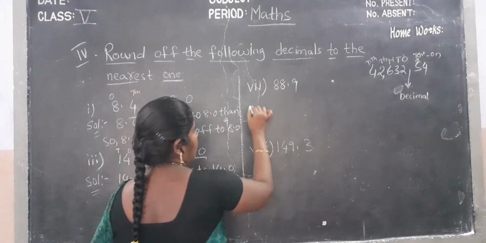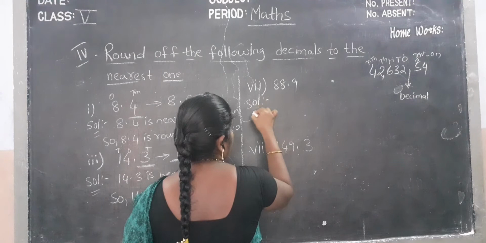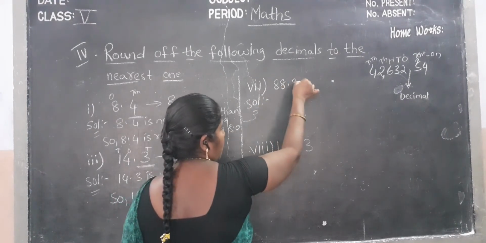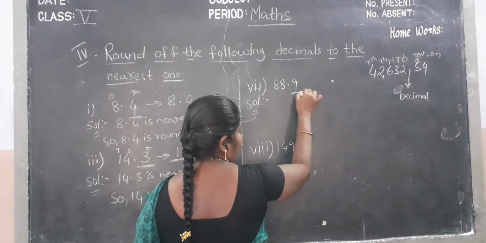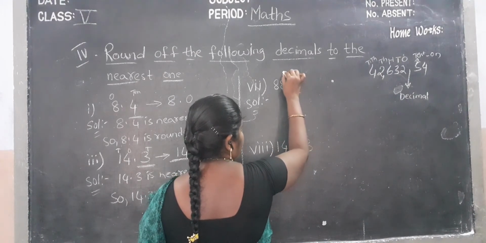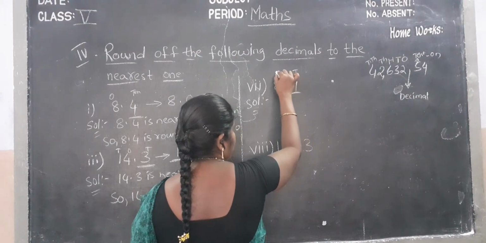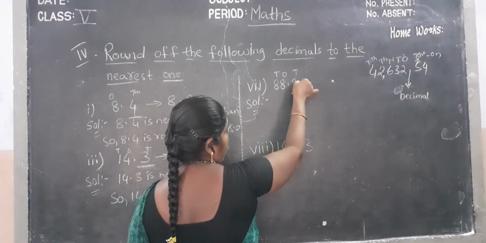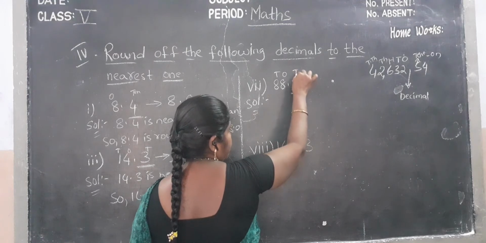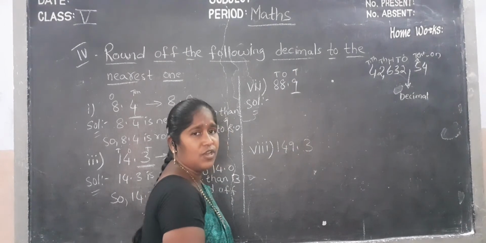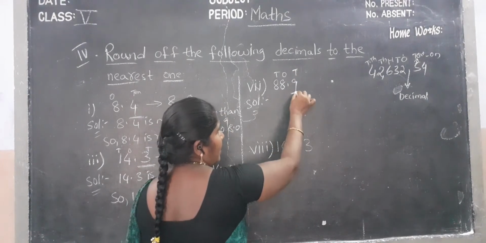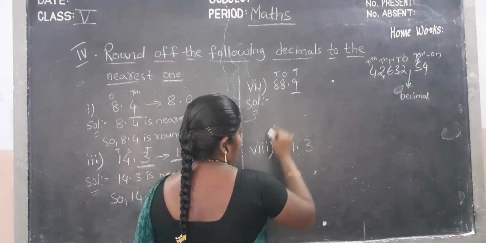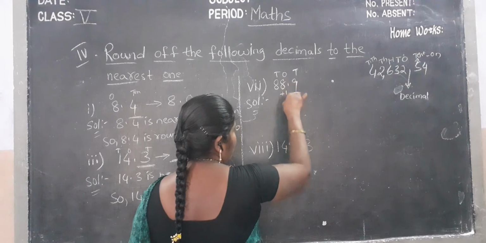Next problem, children, what is the given number? 88.9. 88.9. After the decimal point the number is 9. So this is the tens place. Before the decimal this is the ones place and this one is the tens place. See children, after the decimal point we have 9. So in the tens place, 9. 9 is greater than 5. So greater than 5 means the rule is add 1 to the ones place.